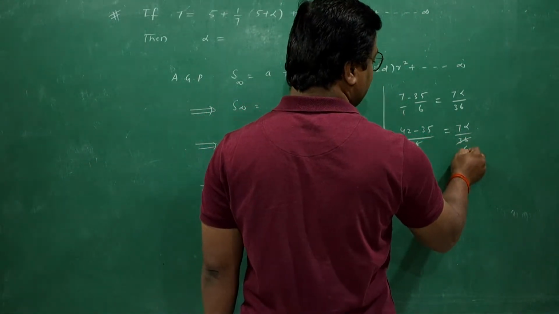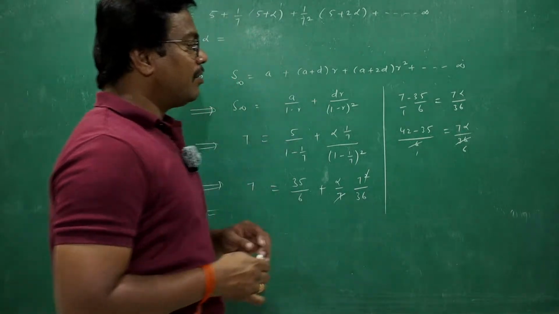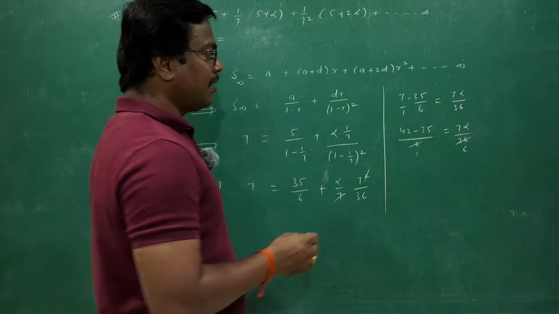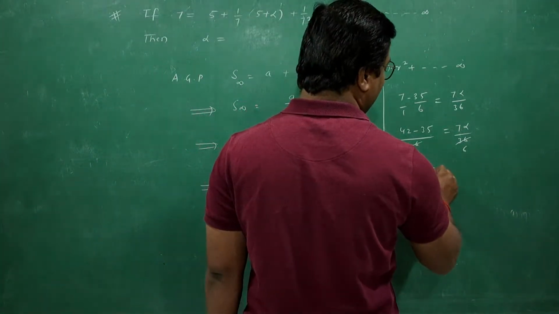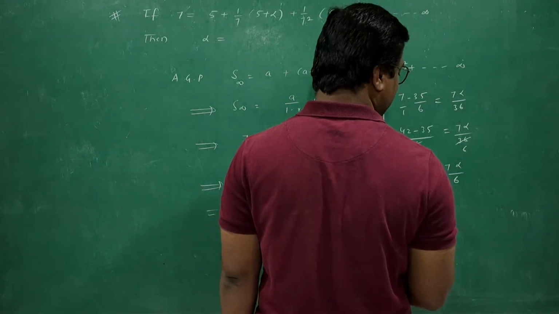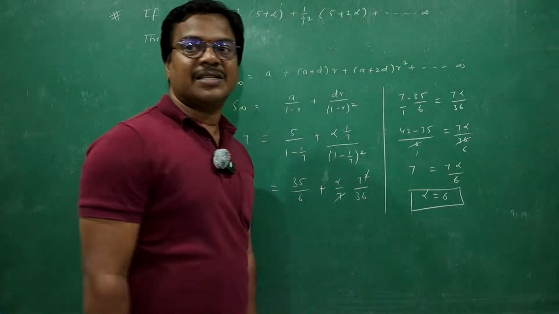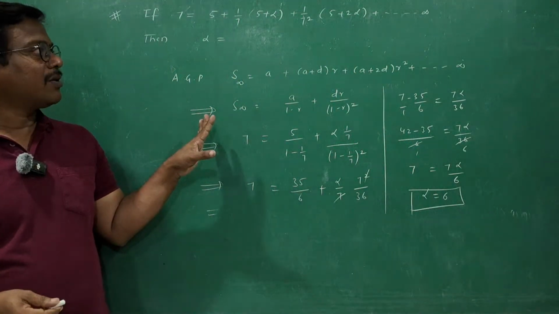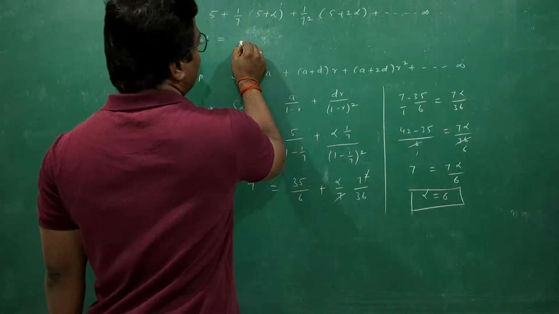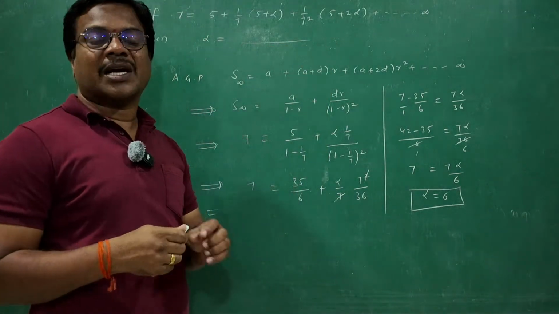6 ones are 6, 6 sixes are 36. What is 42 minus 35? This is 7 equals 7 alpha divided by 6. Cancelling 7 on both sides, we get the value of alpha as 6. This is the question which was asked in January 24th second shift.